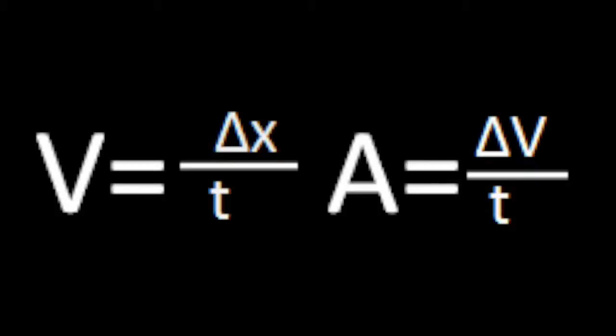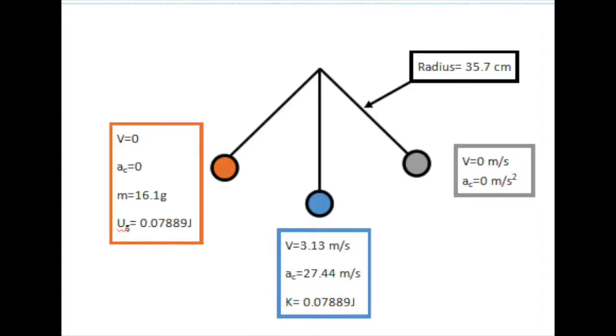Velocity is the pendulum's change in position over time, while acceleration is the change in velocity over time. Finding velocity can be done by finding kinetic energy. At the maximum height of the system, the pendulum has zero kinetic energy and therefore the velocity is zero. The centripetal acceleration was also zero because the velocity was zero.